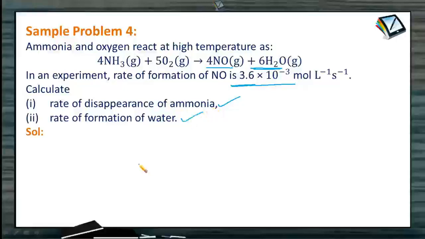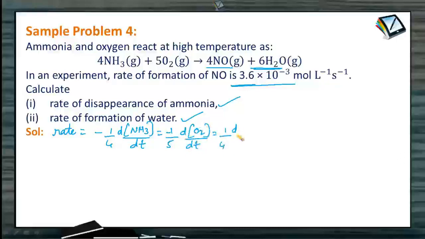So first we need to write the expression for rate of reaction. How we will write that? Rate is equal to minus of 1 by 4 d[NH3]/dt, which is equal to minus of 1 by 5 d[O2]/dt, which is equal to 1 by 4 d[NO]/dt, equal to 1 by 6 d[H2O]/dt. So even though rate is numerically always positive, it's always advisable to write the negative sign in front of the reactants so that you will never make any mistake while solving theoretical questions. Anyhow, while working out the numerical, you will just leave this negative symbol.